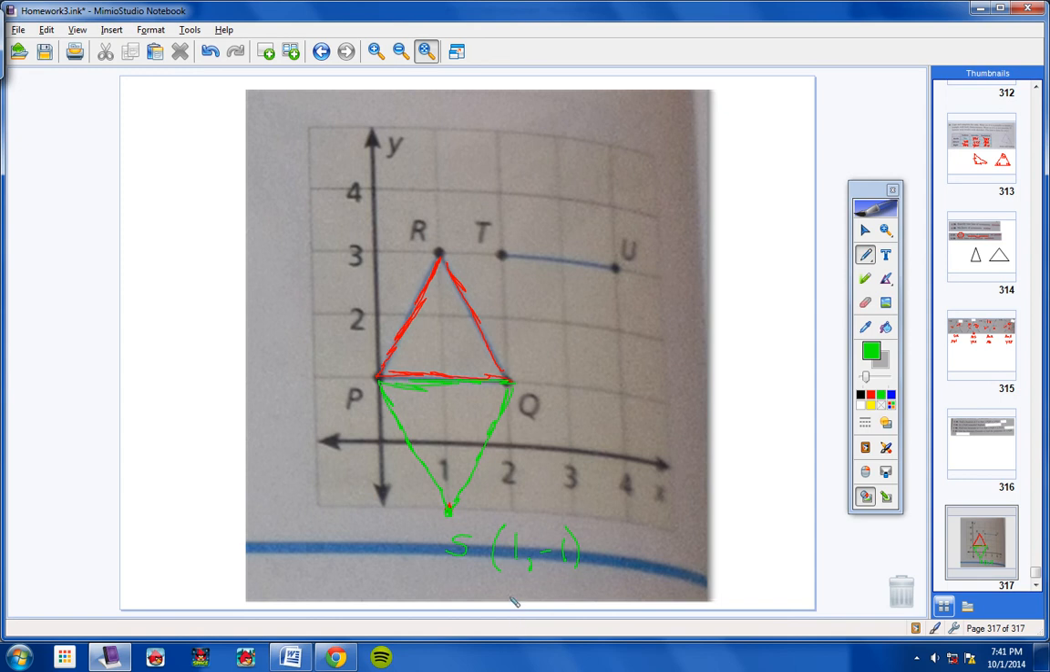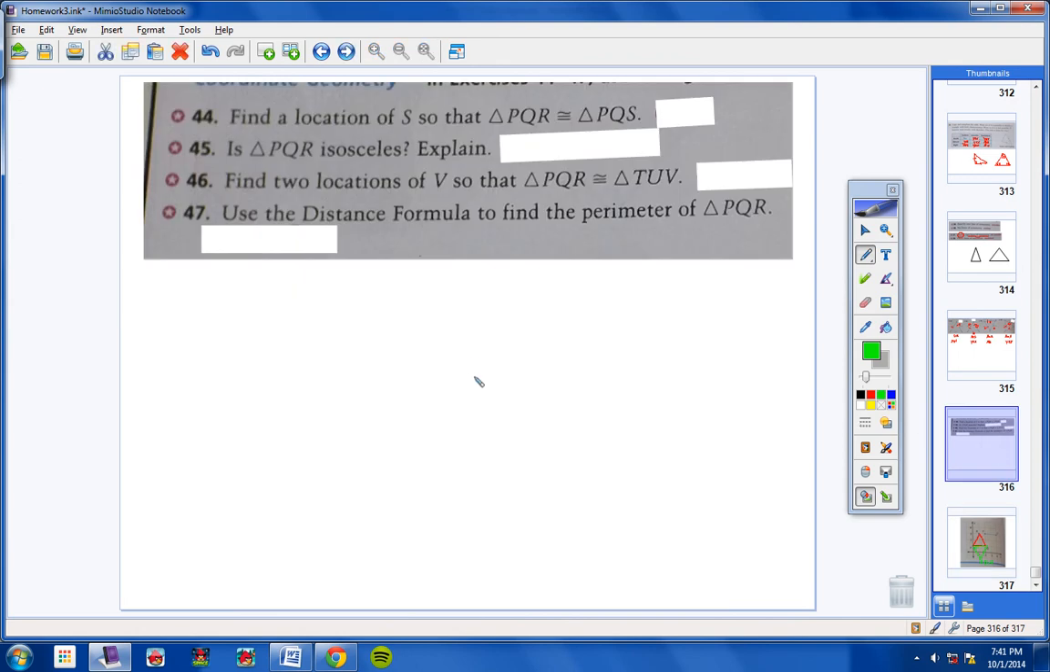Okay, so where would S have to go so that triangle PQS is congruent to triangle PQR? S would have to go right here, okay? All right, number 45.